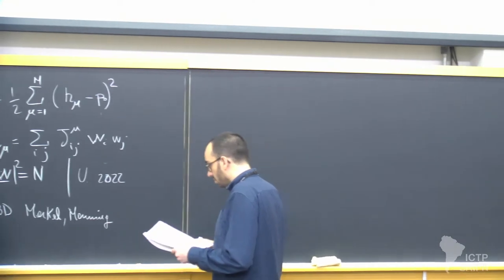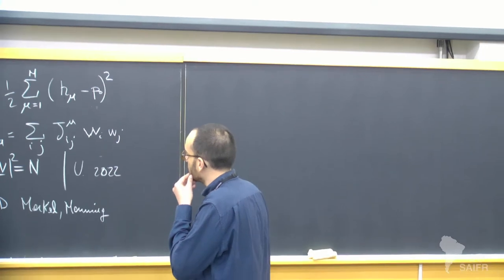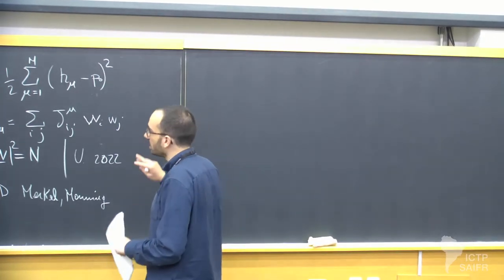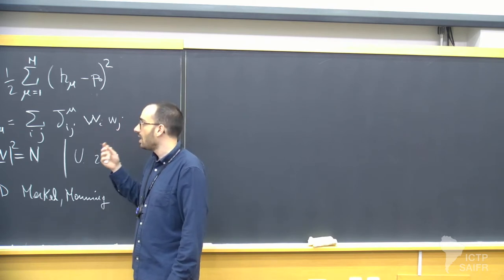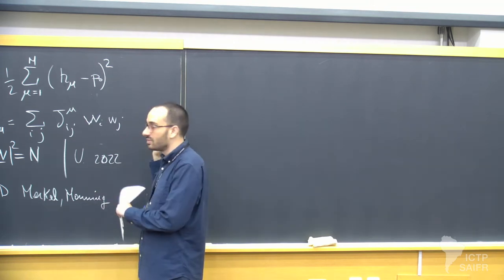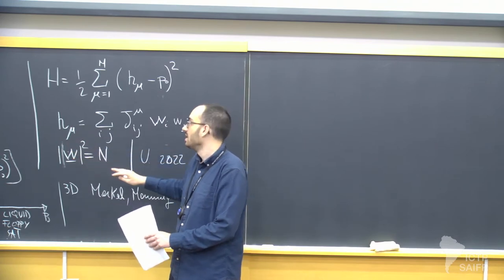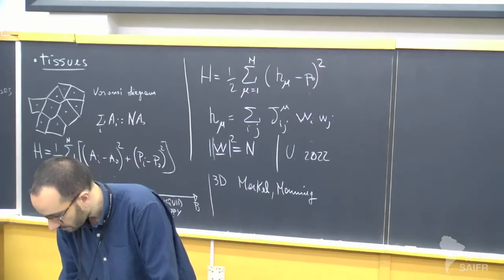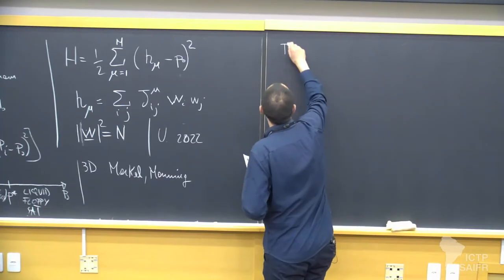OK, so these are just the two generalizations that I wanted to discuss. And so what I would like to do now is to come back to the original model and tell you how one can solve it. And all the techniques that you can use to solve the original model, you can apply also to those models. OK? So I will just focus on the original one. OK, so let me start again with the perceptron.